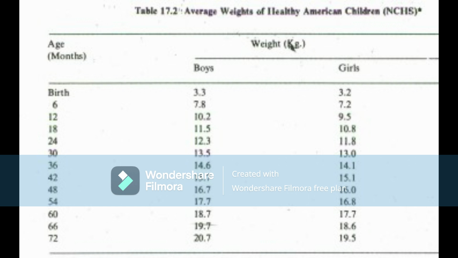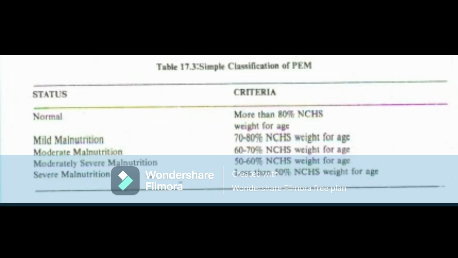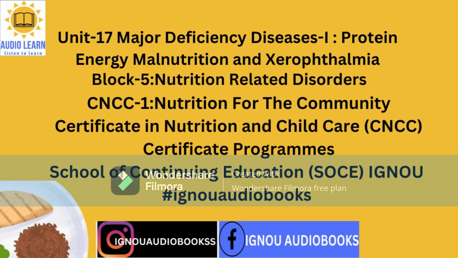By comparing the weights of children with those of healthy normal children, we can classify the children into different forms of malnutrition. The Indian Academy of Pediatrics, IAP, recommended the following classification, Table 17.3, for detecting different forms of PEM using weight for age. Table 17.3, Simple classification of PEM. Look at the screen for table content.